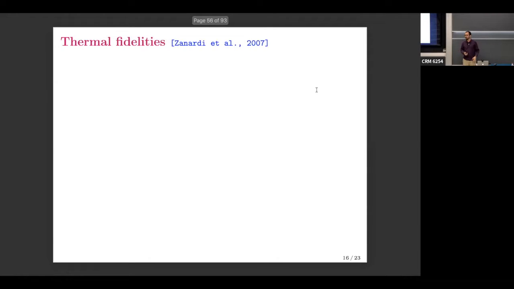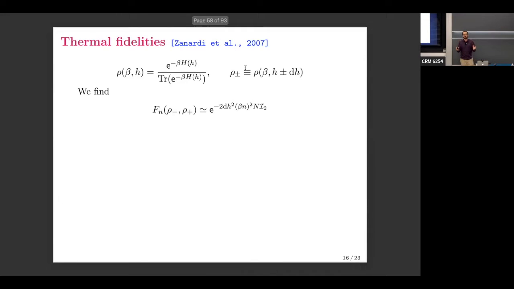So the first idea is to look at thermal states, right? And so thermal fidelities are fidelities between thermal states. So we recall the definition of a thermal state, and I introduce this notation, rho plus and minus. It's just rho of beta and h plus or minus dh, where dh is a small parameter, and beta, of course, is the inverse temperature. When you compute the total fidelity between these two objects, you can find an exact formula, which I don't show you here, but there is a Gaussian approximation that is here. Here, I2 is just some integral which depends on the magnetic field; it's not the point to show you too many formulas today, but it is known, it's an integral.